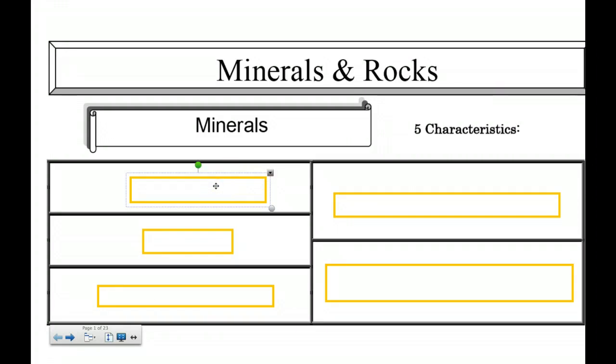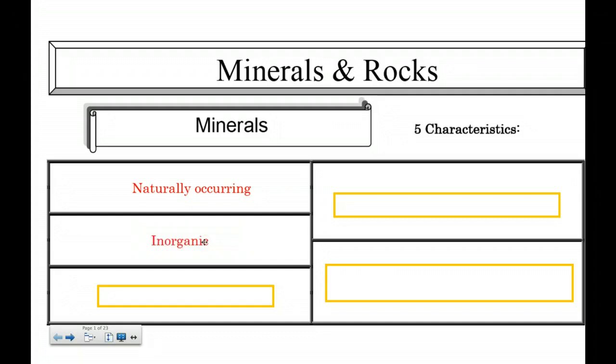There are five characteristics. The first is that they have to be naturally occurring. They can't be made in a lab or synthetically made by humans. They have to be inorganic, which means not made from living things. Organic means living, and in- means the opposite, or non-living. So they can't be made by living things. They're found as a solid in nature.